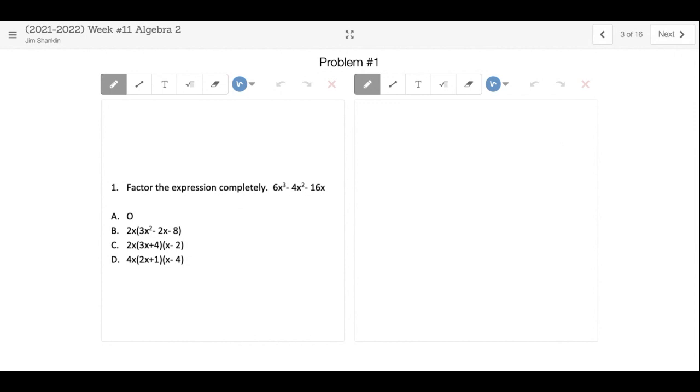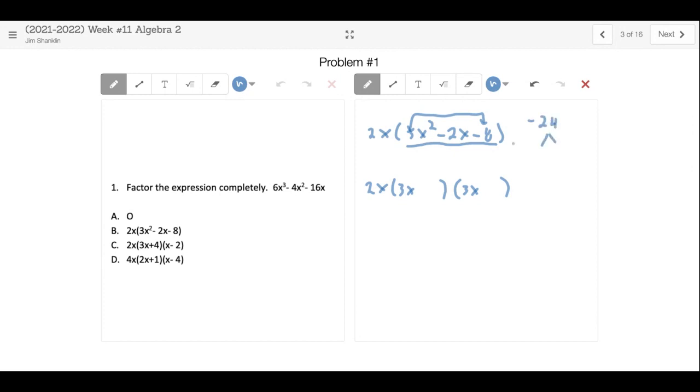If you pull 2x out, watch what happens here. So I'm going to factor a 2x out of this thing. That leaves me with 3x squared minus 2x minus 8. Now this is a trinomial that I should be able to factor. So I'm going to use the cheater method because there's a 3x there. I'm going to put a 3x here, and a 3x here. I'm going to multiply the outer terms together. That gives me negative 24.